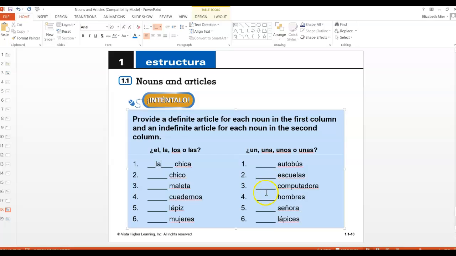If we go all the way down here, lápiz is masculine, just because I know that. It's in the vocabulary, it'll tell you that it's masculine. This one is plural, you see it has an S. So it's going to be unos lápices.